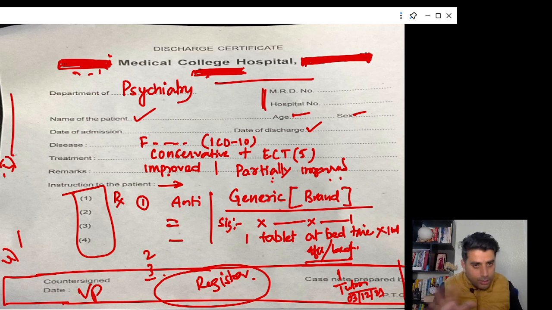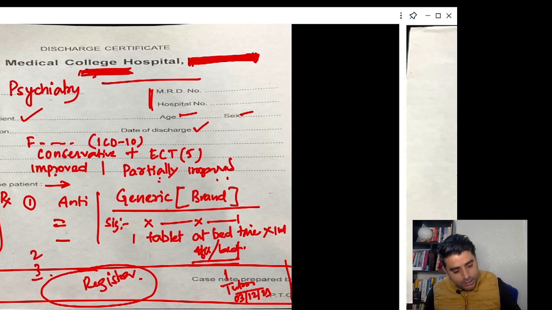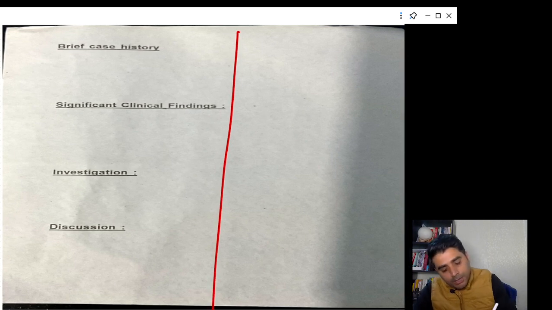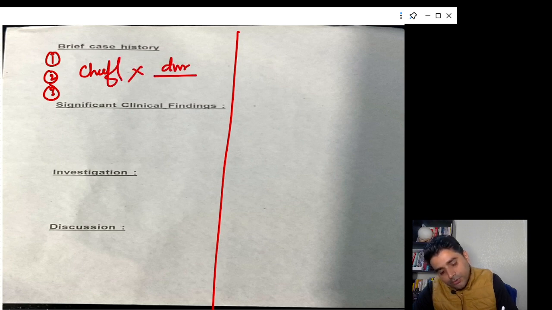Now this is not a completed certificate, and this is only the first page. You need to come to the second space and divide it, because in the brief history you need to write all the chief complaints. What are the chief complaints, with duration, how many days. Okay, with duration you need to mention.